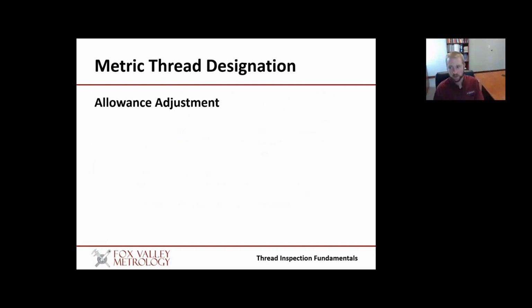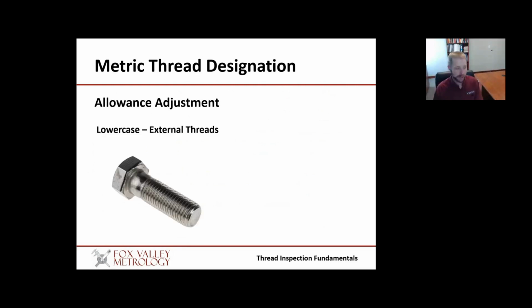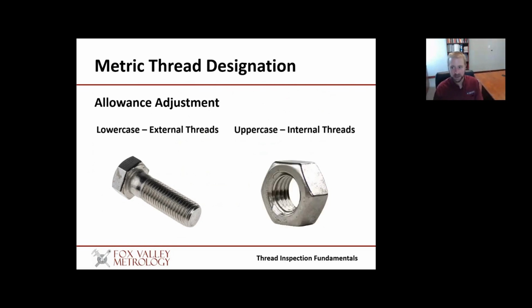However, there is one further piece of information that is hidden within this allowance adjustment, and that's the case of the letter. If that letter is shown as a lowercase item, that is going to be a call out for an external thread. And if that item is uppercase, that's going to be a call out for an internal thread.